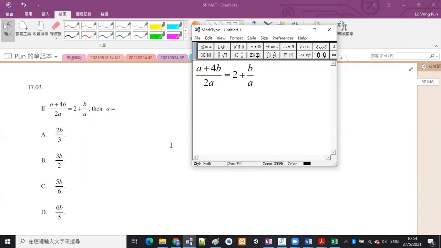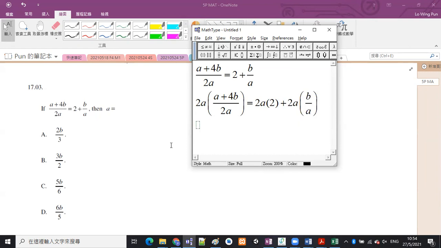So we have denominator 2a and denominator a. I'm going to cancel out the larger one first. That should be 2a, so I multiply every term by 2a, like this, is equal to 2a times 2 plus 2a times b over a.